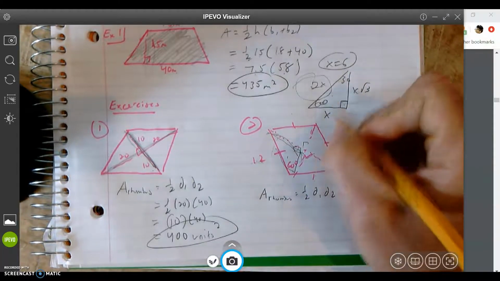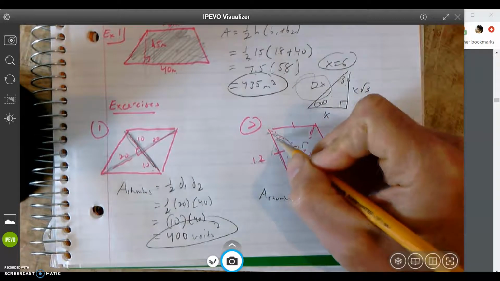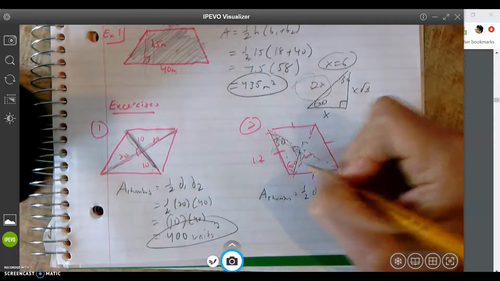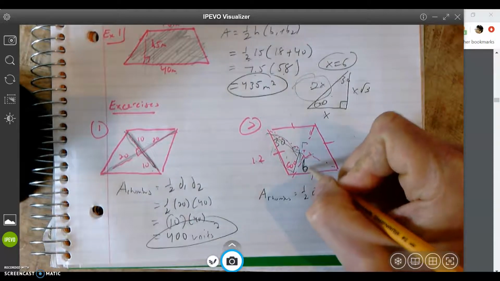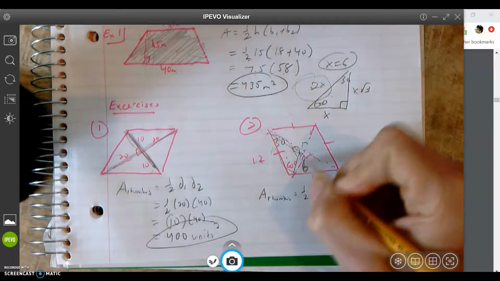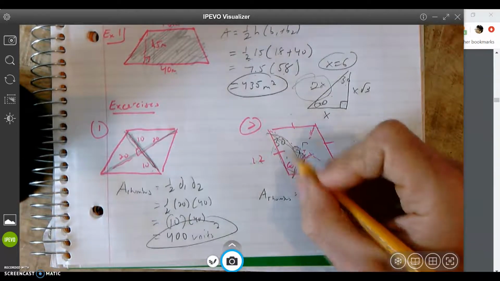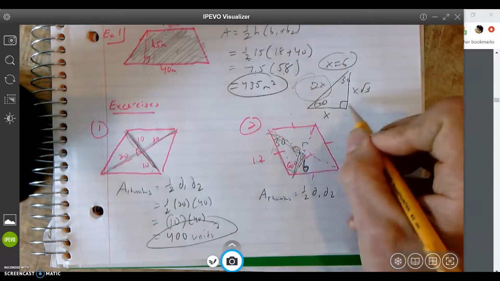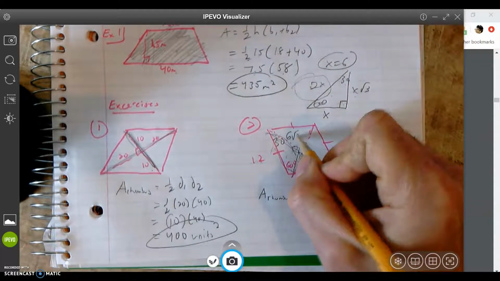What does that give us? Okay, so that means that opposite to 30 is just x, right? So this is the 30 right here. So opposite to 30, this is going to be 6. Cool. So this base right here is 6. And we also know that opposite to 60 is going to be x times radical 3. So that's going to be 6 radical 3.